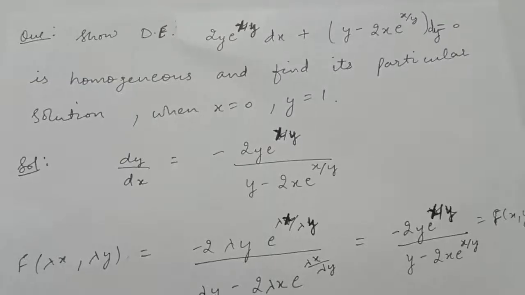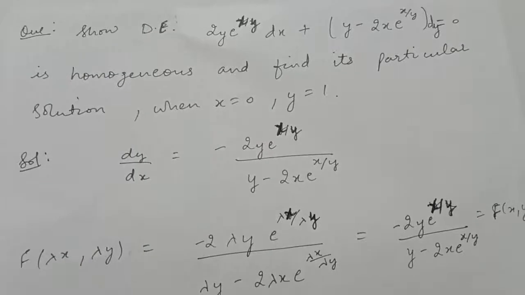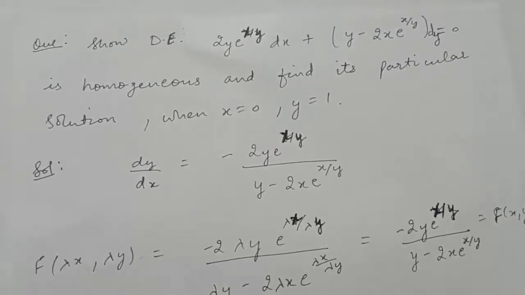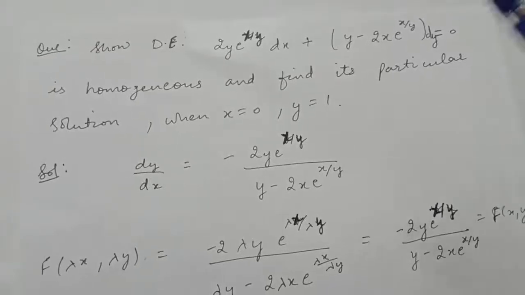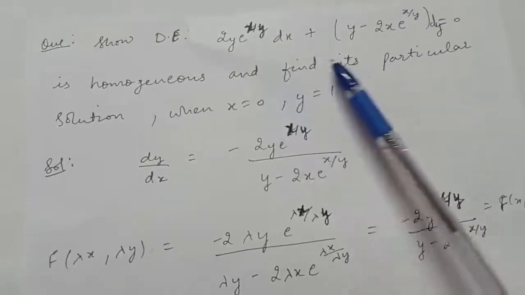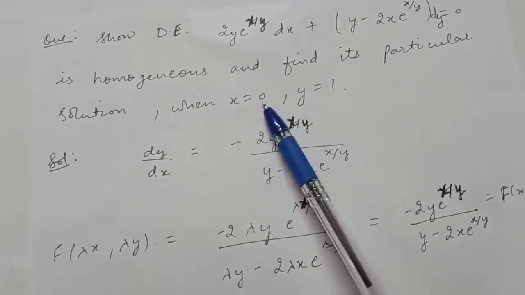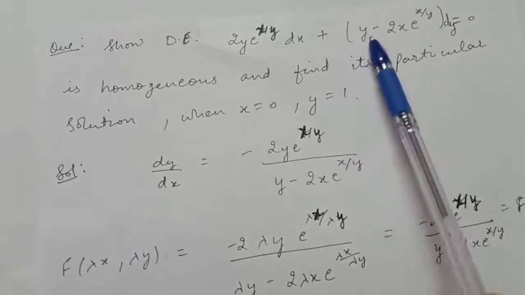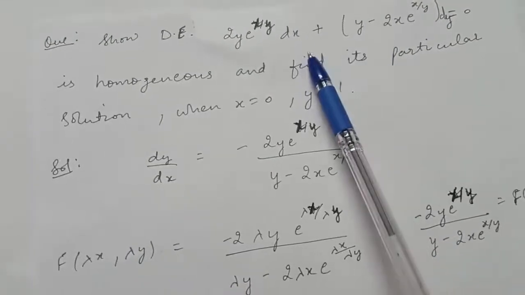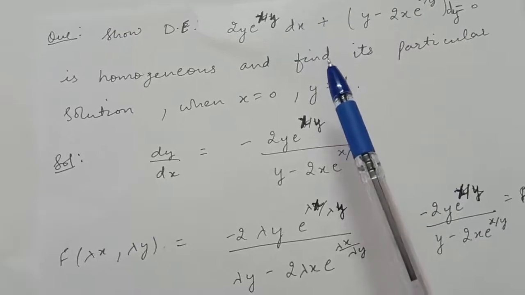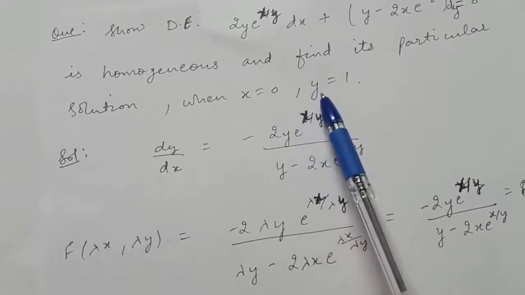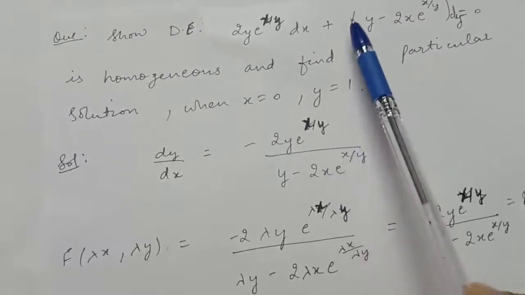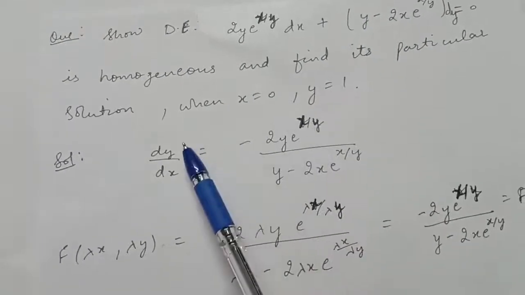Now next question is, show the differential equation 2y into e raised to the power x by y dx plus y minus 2x e raised to the power x by y into dy equal to 0 is homogeneous, and find its particular solution when x is equal to 0, y is equal to 1. So see, first of all we will find the general solution, that is the solution which will include the constant c. Then use this additional information to get the value of c, which will give you the particular solution of this differential equation. So first of all, find dy by dx.